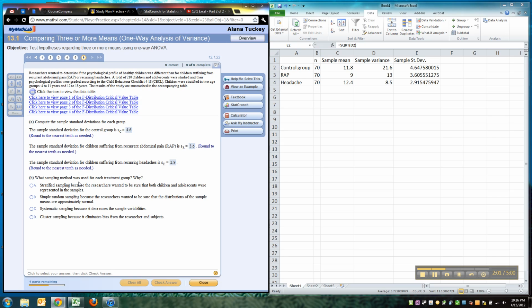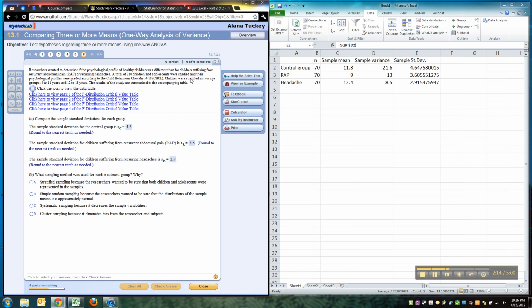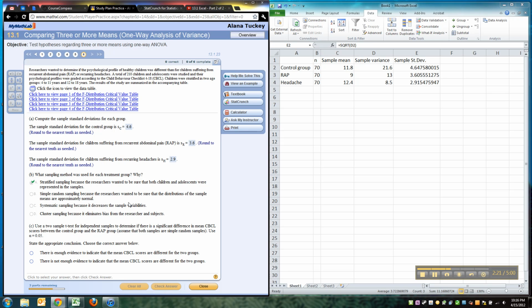All right. What sampling method was used for each treatment group and why? Well, it tells us right in the problem that children were stratified in two age groups, right? So stratified. Wonderful. All right, now we're going to use a two-sample t-test for independent groups to determine if there's a significant difference in the mean CBCL scores between the control group and the RAP group. Assume that both are simple random samples. Use alpha equals 0.05.